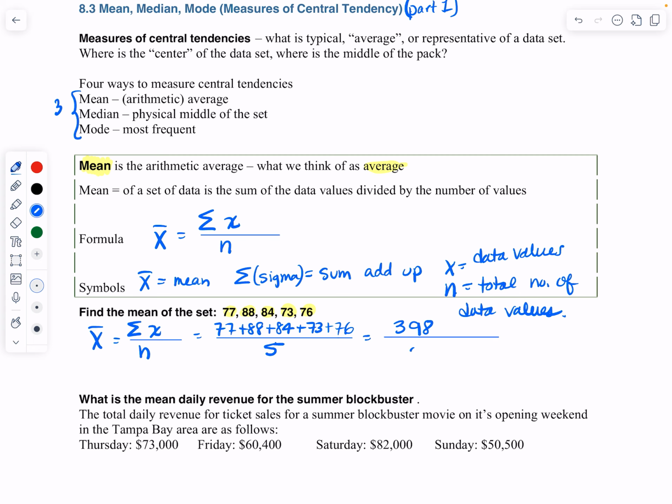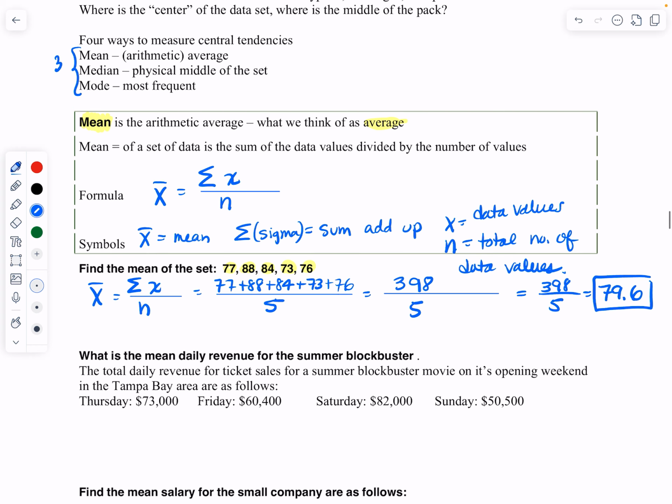All right, so I'm going to take this 398 and I'm going to divide it by 5. And when I do that, I get 79.6. That is the average or the mean of that set of data. So let's say those were test scores. So that student currently holds a 79.6 based off of those values that they got on the 5 tests. Okay, so let's check the next one.